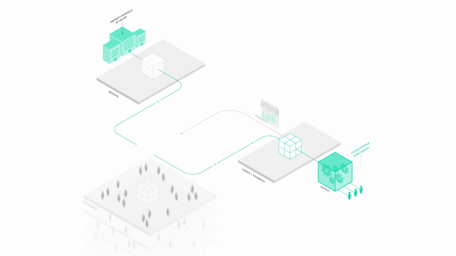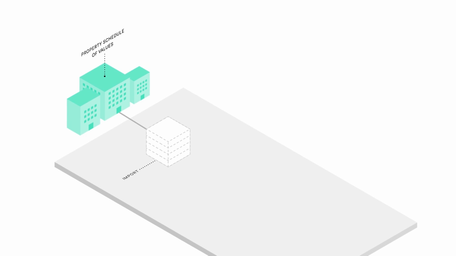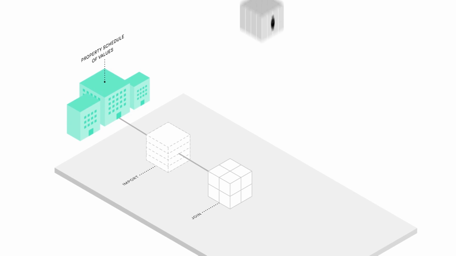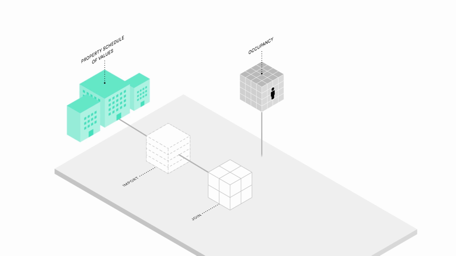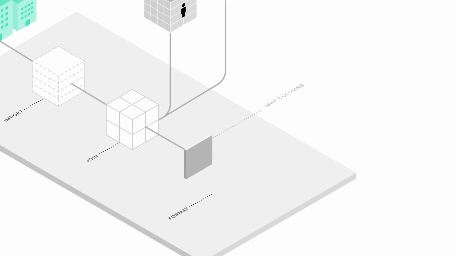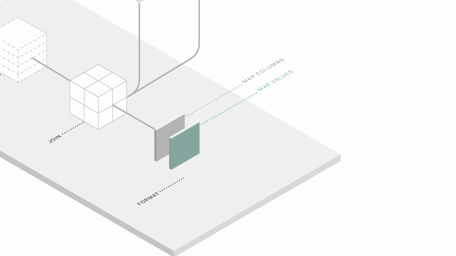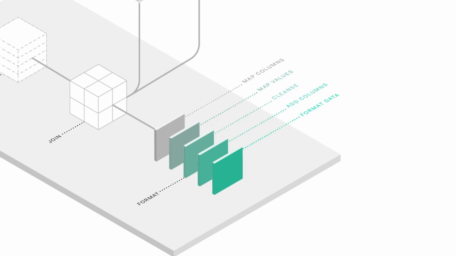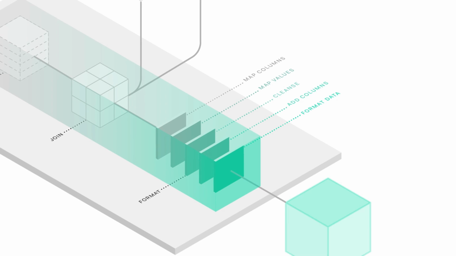Quantemplate takes a different approach, feeding data through an automated transformation pipeline. Firstly, the data is imported and identified. Next, the pipeline joins in lookup data, such as occupancy and construction codes. And finally, the data is transformed into the model format, mapping columns and values, cleansing and validating, then adding mandatory columns and date formatting to get your data into your catastrophe risk model.